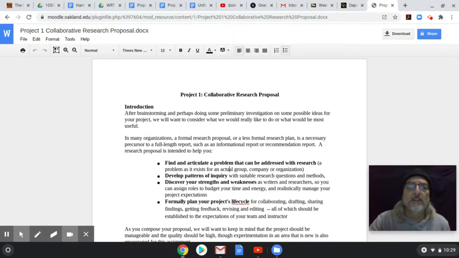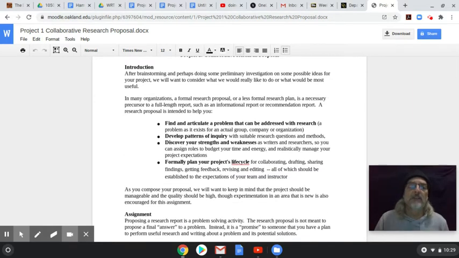So in these bullet points in our introduction, talking about this project, we want to find and articulate a problem that can be addressed with research. Something that exists, it says here, in an actual group, company, or organization. That's helping us think about something very specific, maybe very narrow. And then we want to put together some research questions and our methods for how we're going to go about researching those, and discovering more: if we've got this issue or problem that we know needs to be researched, how do we go about doing it based on the question that we have.